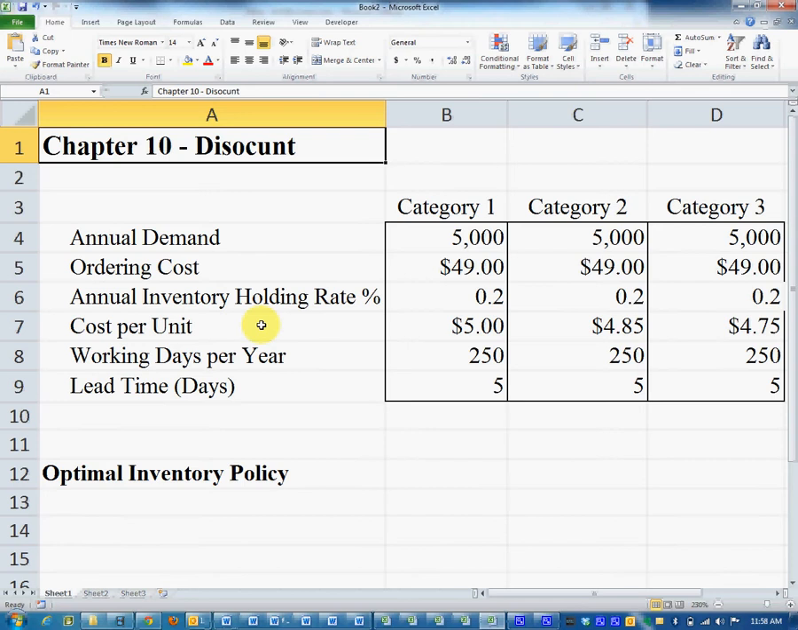Okay, we're going to do the Chapter 10 discount problem. This is on page 466 in the book. And we're going to go through. This one, there are not a lot of calculations in this problem. It's kind of knowing what to do. It's nearly identical to a midterm problem.